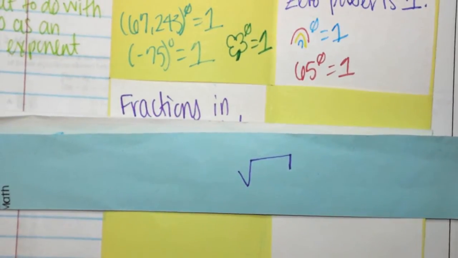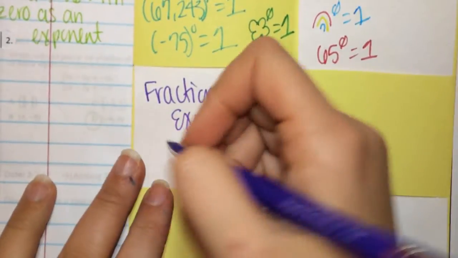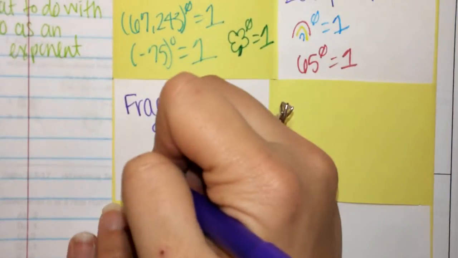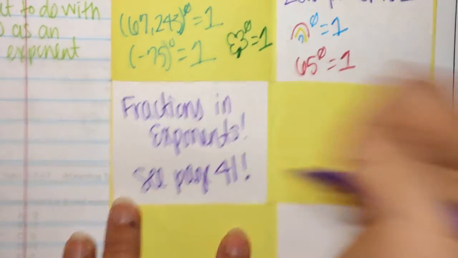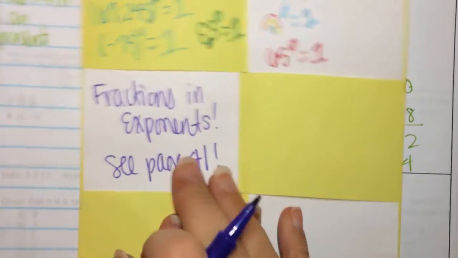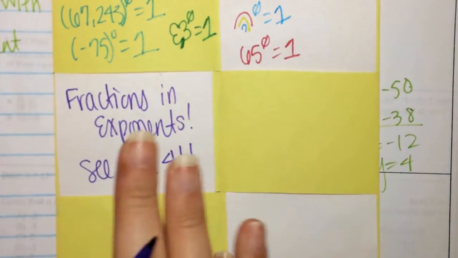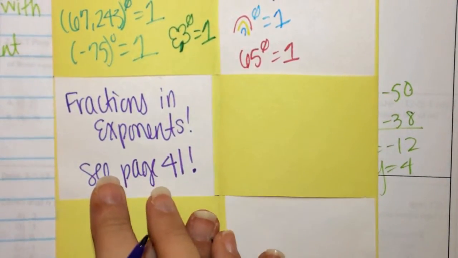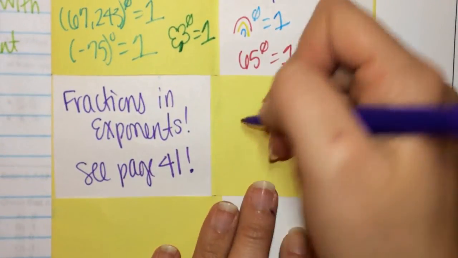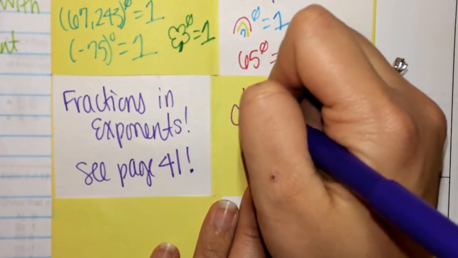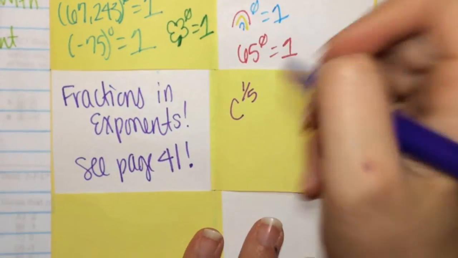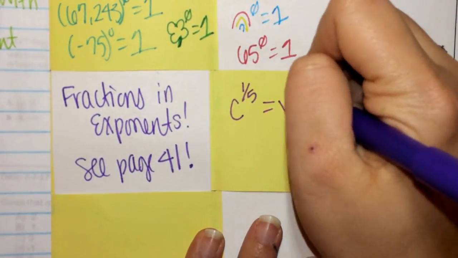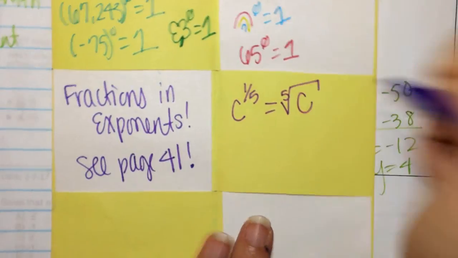Alright, so when you have a fraction as an exponent, I want you to write under here, C, page 41, because we're not going into detail about it today. We're going to do that tomorrow or Wednesday, but I want you to know what it's going to look like. So if I have C to the 1/5 power, it's going to turn into the 5th root of C.